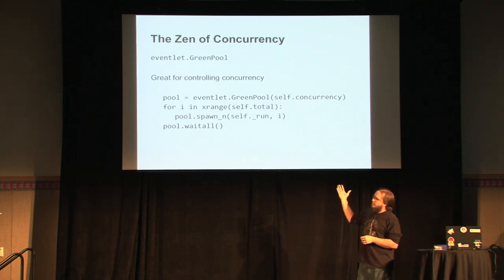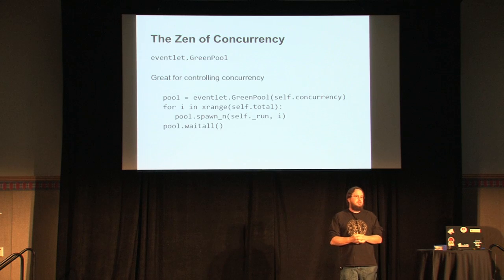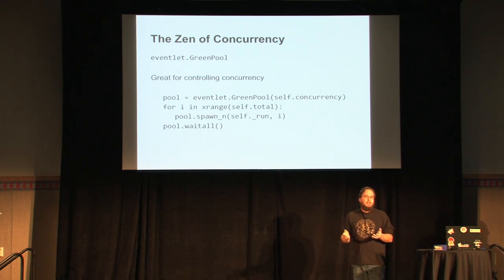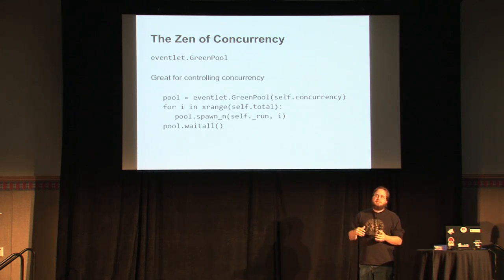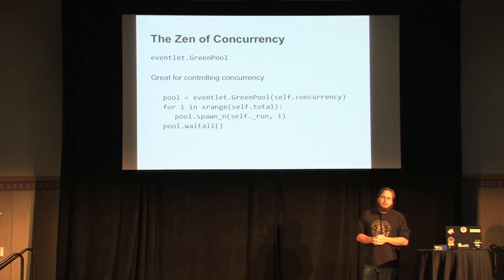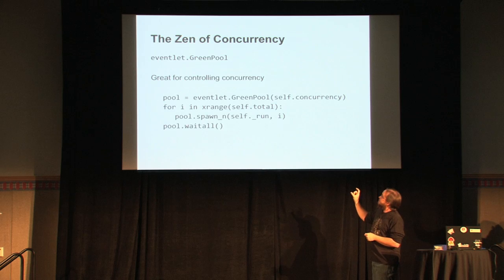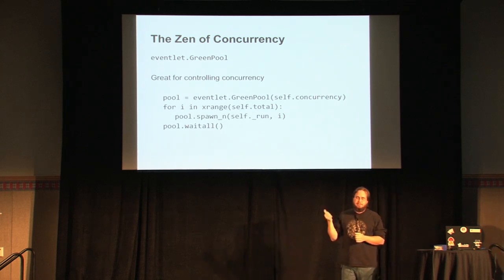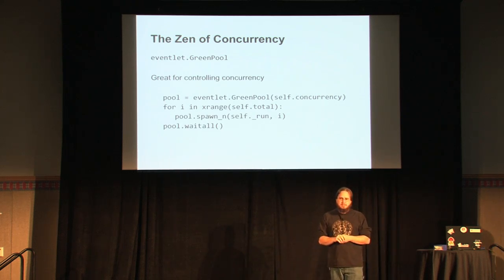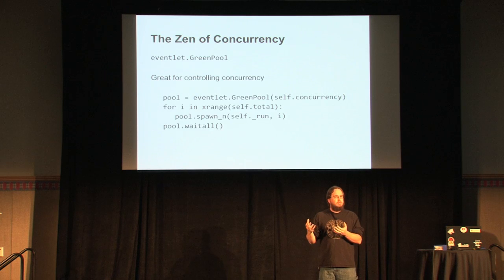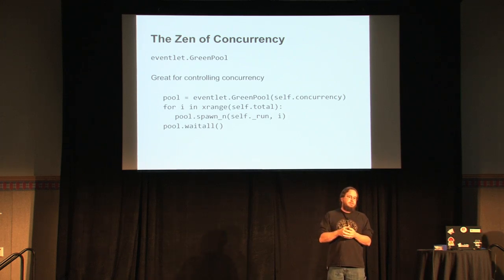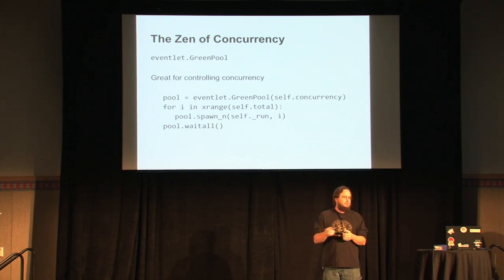And then there's a couple different ways you can interact with the pool. Here it's just waiting for all of those to finish. You can make calls to say, hey, are they all done yet? You can do a lot of different stuff with it. There's also a slight modification of this called a green pile. I didn't have a chance to put it up there. But one of the nice things about the green pile is it creates a pool and allows you to iterate over the results of running things in a pool.